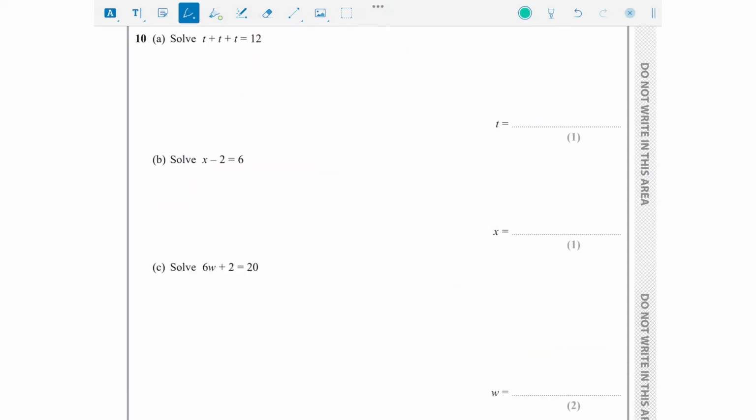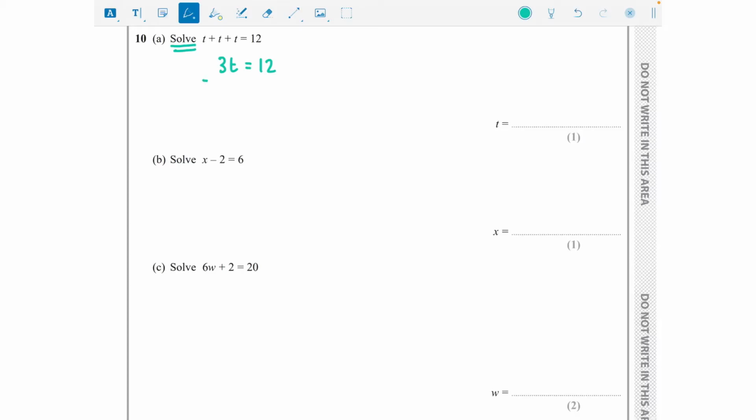Great. Okay, onto the algebra page, which is my favourite. So 10a, solve t, add t is 12. Now you might choose to write that as 3t equals 12. When we add algebra like that, t, add t, we say that that is 3 lots of t, so 3t. And then what do we need to do to both sides to get the t on its own? So when we're solving, we're always looking to get that letter on its own.